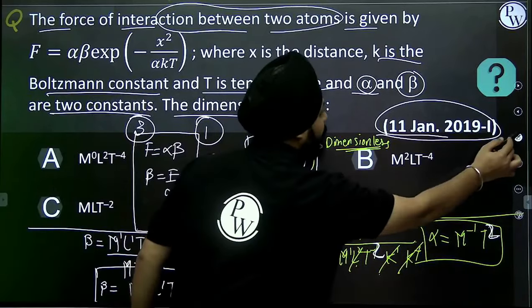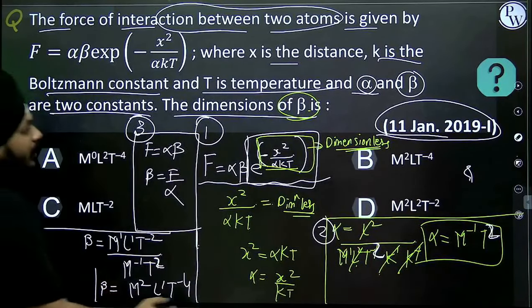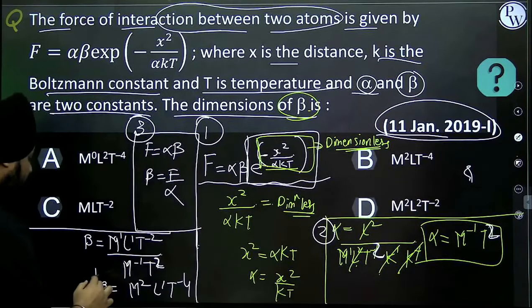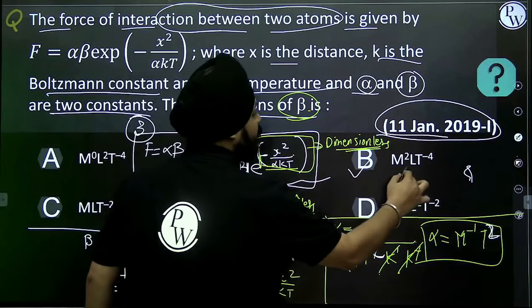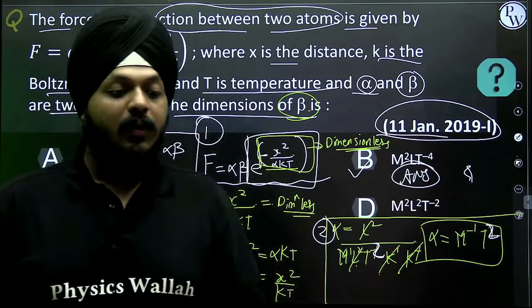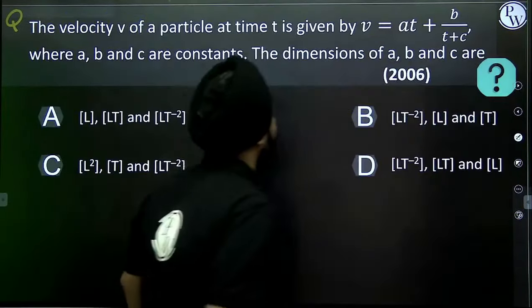Again, I'm rewriting it correctly. M1, L2 T minus 4. So B is the perfect answer for this specific question. Question solving approach. Now let's move on to the next question of the principle of homogeneity.